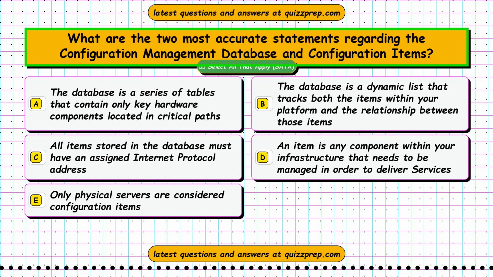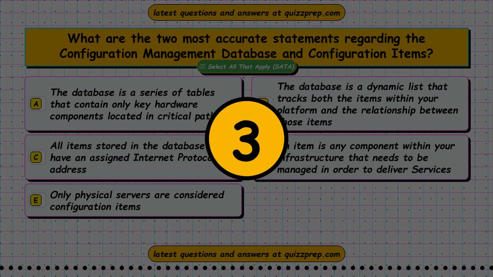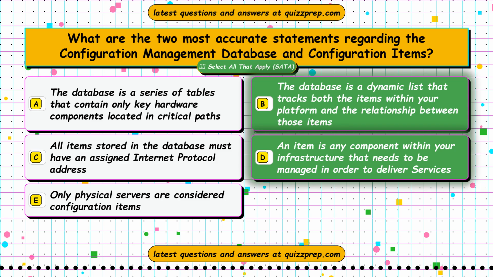Question 16. What are the two most accurate statements regarding the configuration management database and configuration items? Option A. The database is a series of tables that contain only key hardware components located in critical paths. Option B. The database is a dynamic list that tracks both the items within your platform and the relationship between those items. Option C. All items stored in the database must have an assigned Internet Protocol address. Option D. An item is any component within your infrastructure that needs to be managed in order to deliver services. Option E. Only physical servers are considered configuration items. The correct answers are options B and D.